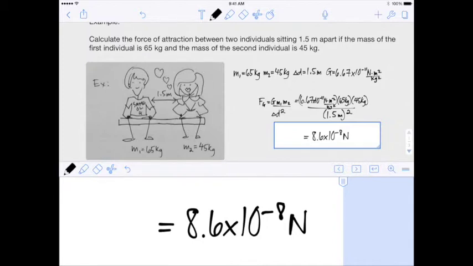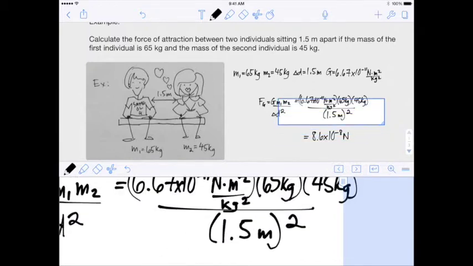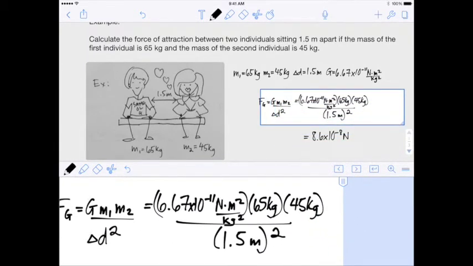Now, just to be sure, let's take a look at our units and make sure that they end up being newtons. So we have kilogram times kilogram, which will be kilograms squared. And here, it's divided by kilogram squared, so these will cancel out. At the bottom, we'll end up with meters squared. And up top in the numerator, we have meters squared. So what we're left with is newtons.